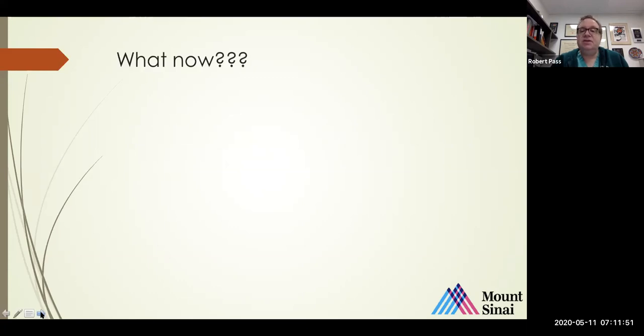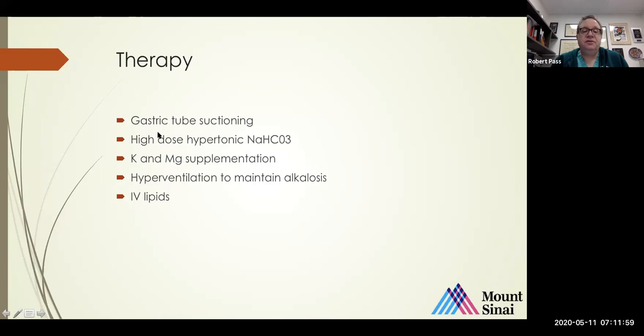So the question then is, what do we do now when we have this uncontrolled ventricular arrhythmia from flecainide toxicity? Well, what they did, first of all, was gastric tube suctioning because there was a history of ingesting a lot of pills. They gave hypertonic saline, potassium and magnesium supplementation.